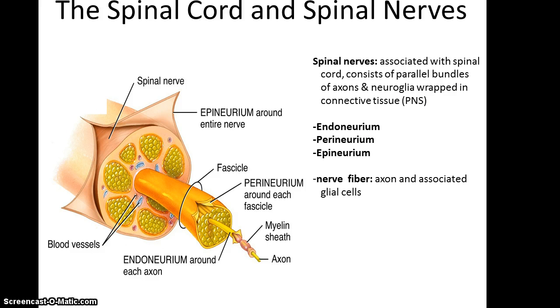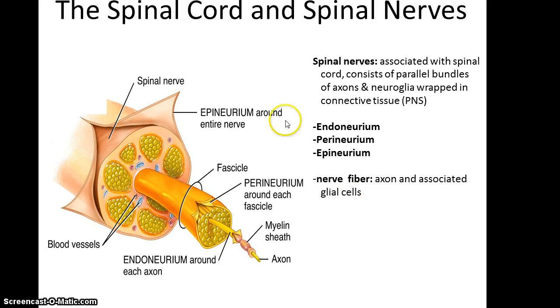So now let's take a closer look at those spinal nerves. Well, spinal nerves are associated with the spinal cord. Obviously, they originate from it, and they consist of parallel bundles of axons and neuroglia that are wrapped in connective tissue. So this should look familiar because this is sort of like how muscles are arranged.